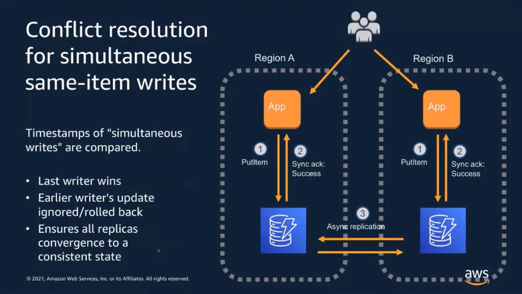And the approach we take is very, very simple. We simply look at the timestamps of both of those, and we take the later one. So the last writer wins. Whoever was earlier, unfortunately, is going to lose that conflict. And whatever update they were trying to do is going to be rolled back on their system and ignored on the final system. It then ensures that all replicas will converge to a consistent state.